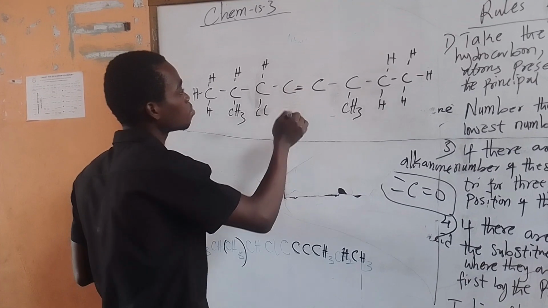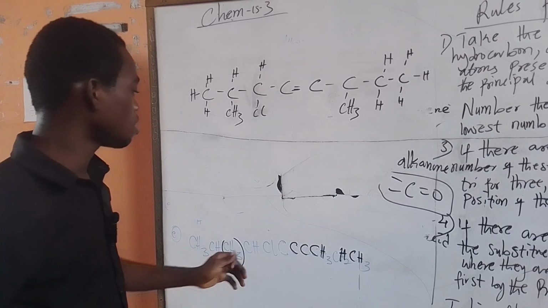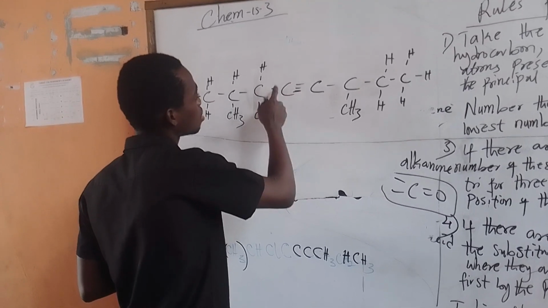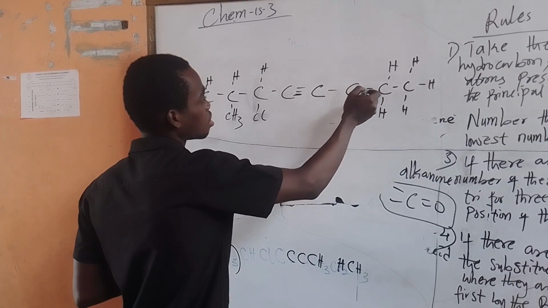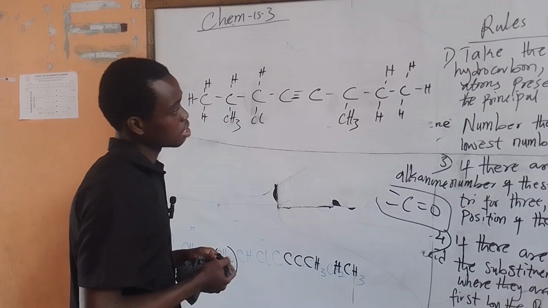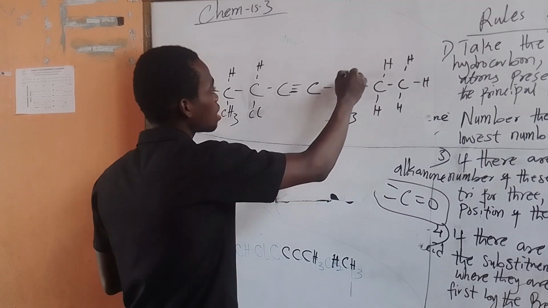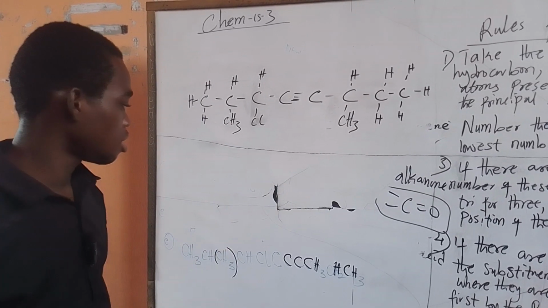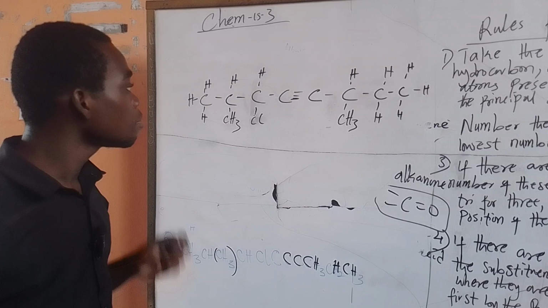Now, here I'll have the double bond, and probably there's supposed to be triple bonds. Let's see: 1, 2, 3, 1, 2, 3, 4, 1, 2, 3. There's supposed to be an H here, and an H there. Then this is what we have. Now let's see. The first thing.